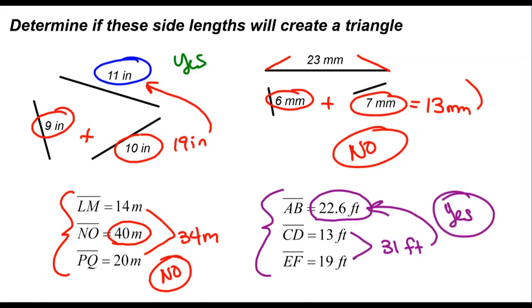So not that difficult to tell from three side length measurements if you are able to create a unique triangle or an impossible triangle. It just won't happen.